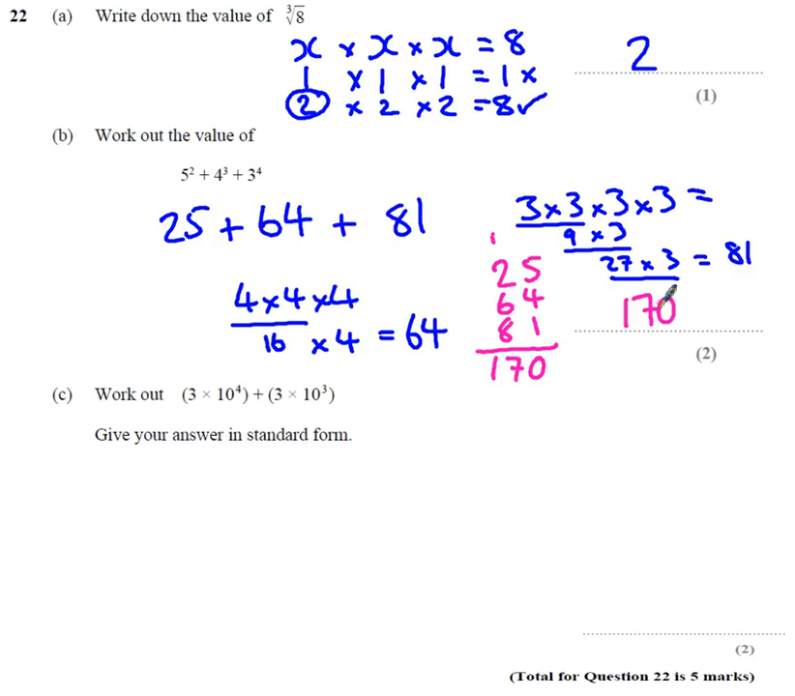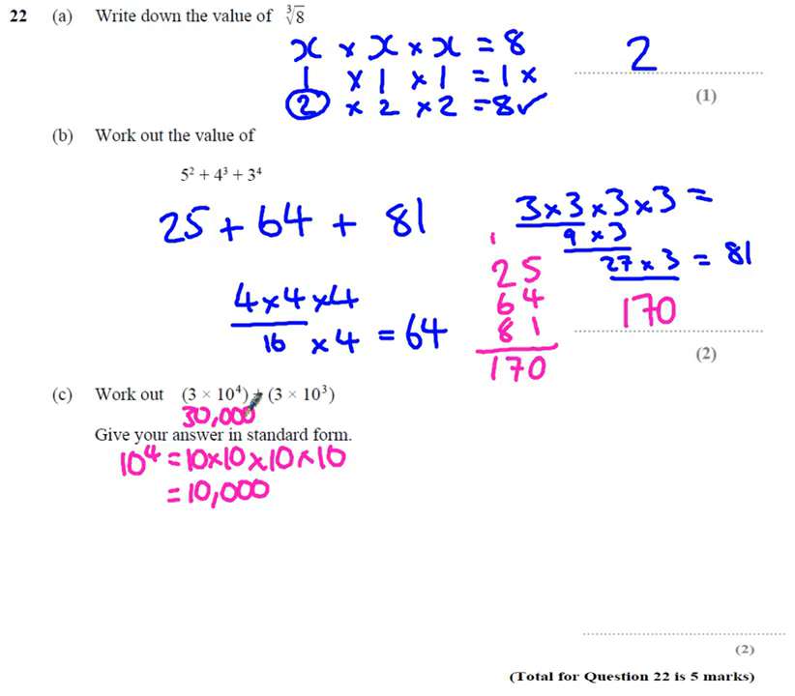Now I'll stick with the pink for the last question, part C. I've got to do 3 times 10 to the power of 4 plus 3 times 10 to the power of 3. Now let's just think about it logically. What is 10 to the power of 4? Well, that is 10 times 10 times 10 times 10. So it's 10 times 10 is 100, times by 10 again is 1,000, and times by 10 again is 10,000. So if I've got 3 times 10 to the power of 4, it means I've got 3 lots of 10,000. So actually what I've got in this first bit here is 30,000.